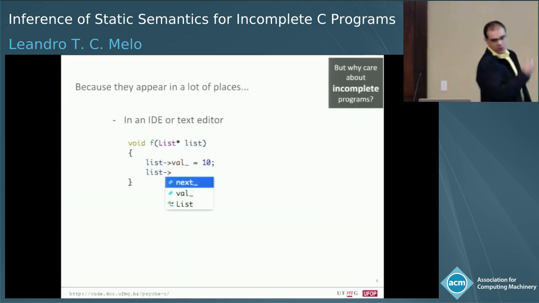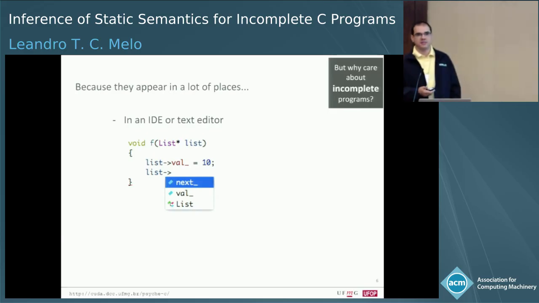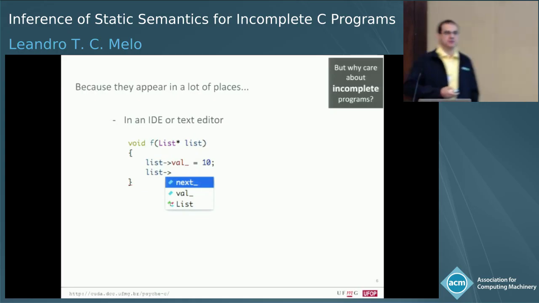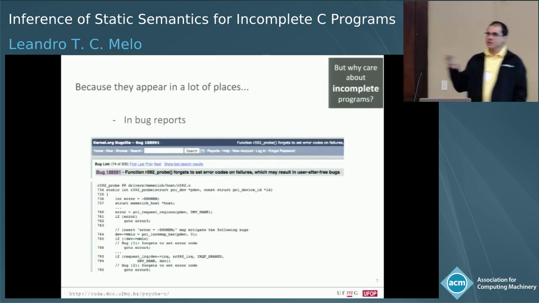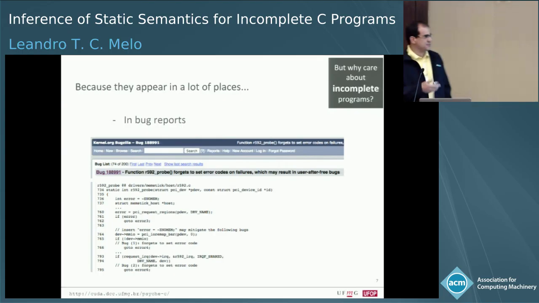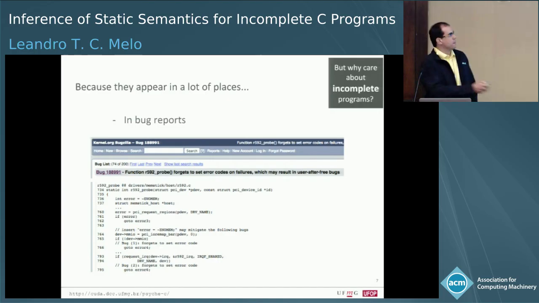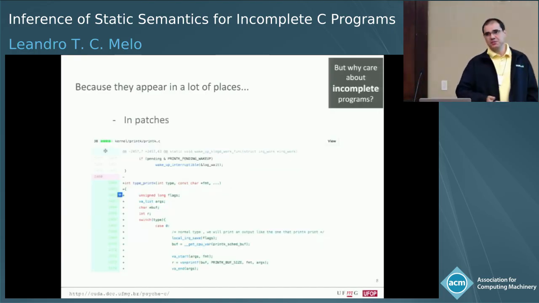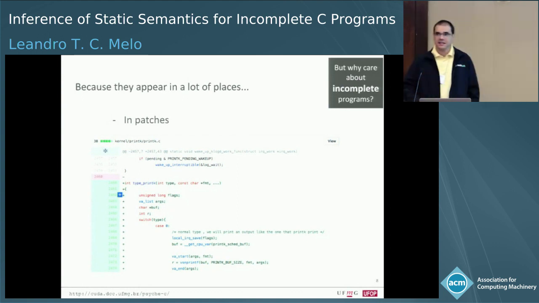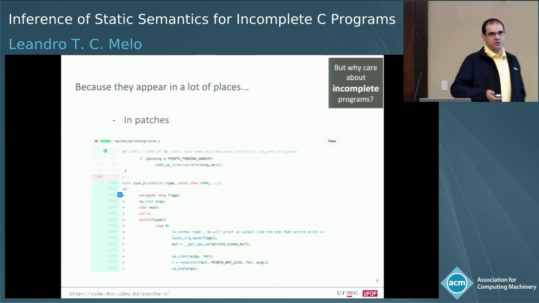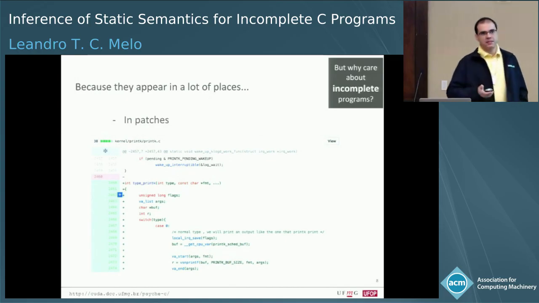Well, incomplete programs appear in a lot of places, like when you're editing, you're developing within an IDE, what you have is an incomplete program. In bug reports, when you submit that segmentation fault, or whatever, what you actually do most of the times, you don't paste the entire project, you submit a snippet, which is an incomplete program. In patches, unless you're doing the very first commit in your project, most other patches are incomplete programs themselves, or they change one line within a function, and then we consider that function as the incomplete program.